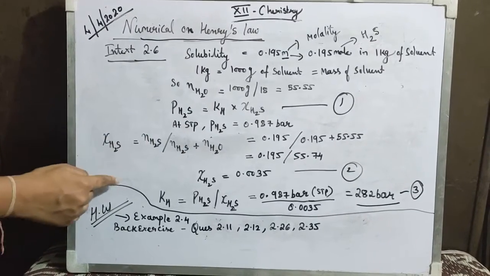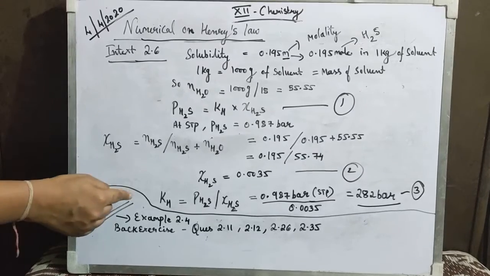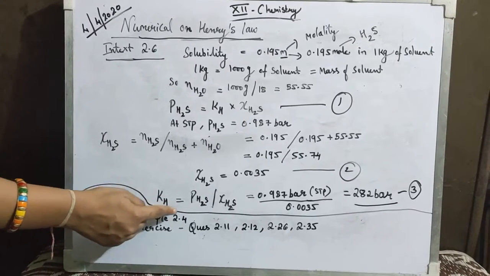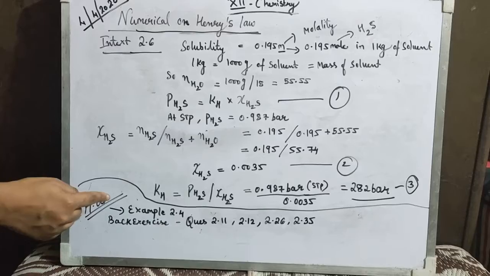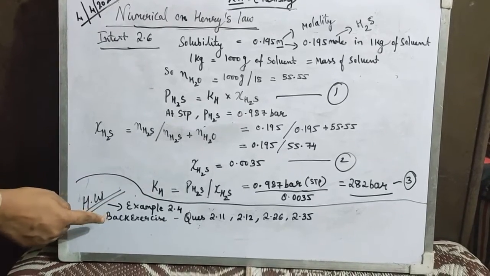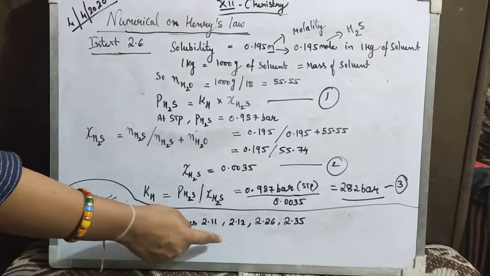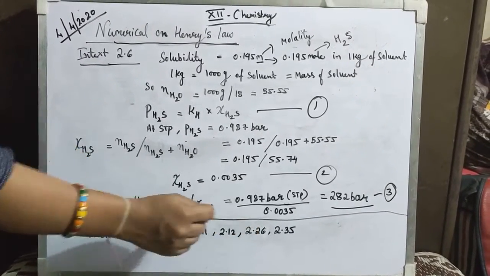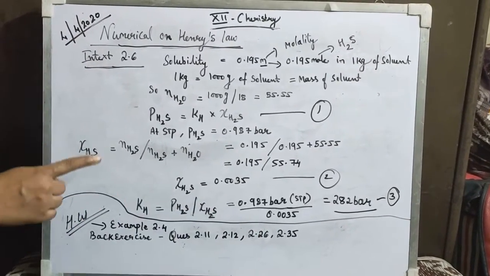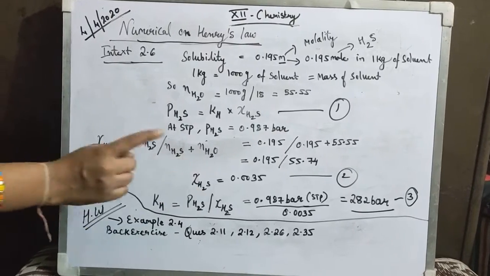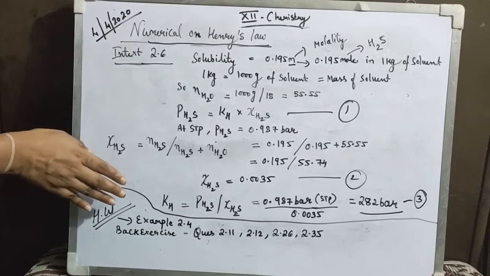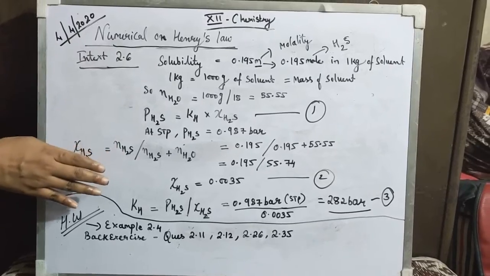Based on that, I'm giving you some homework, that is, kindly write that solved example 2.4 in your homework copy. Along with that, do solve the back exercise questions, that is 2.11, 2.12, 2.26 and 2.35. Whatever I'm saying as homework, it should be written in the homework copy, and what I'm doing on the board, that all should be in the classroom copy.